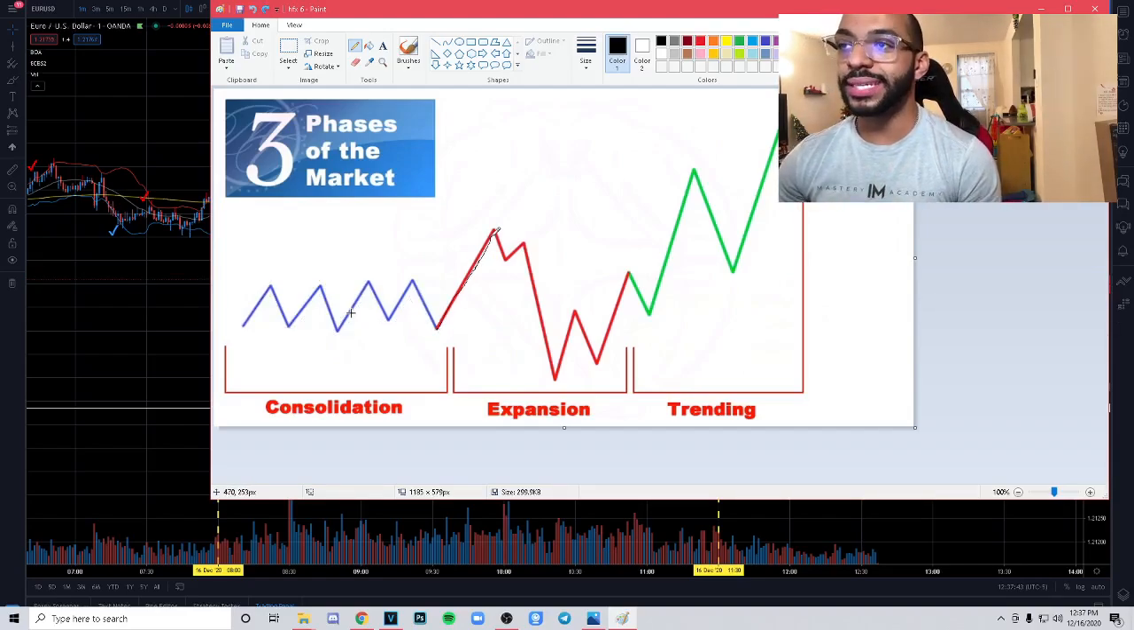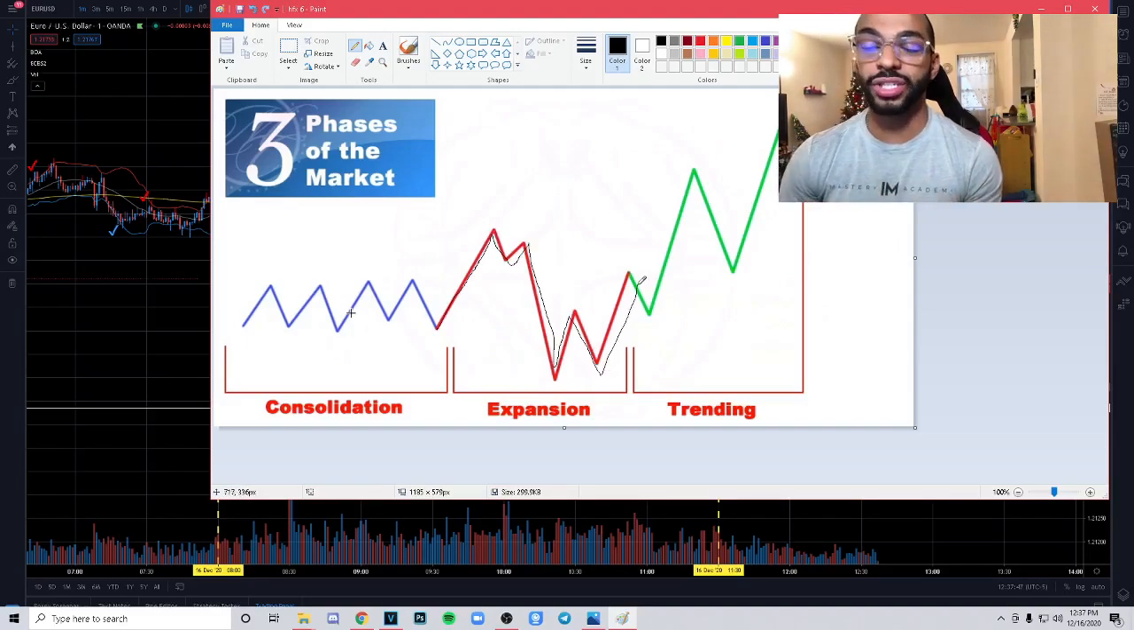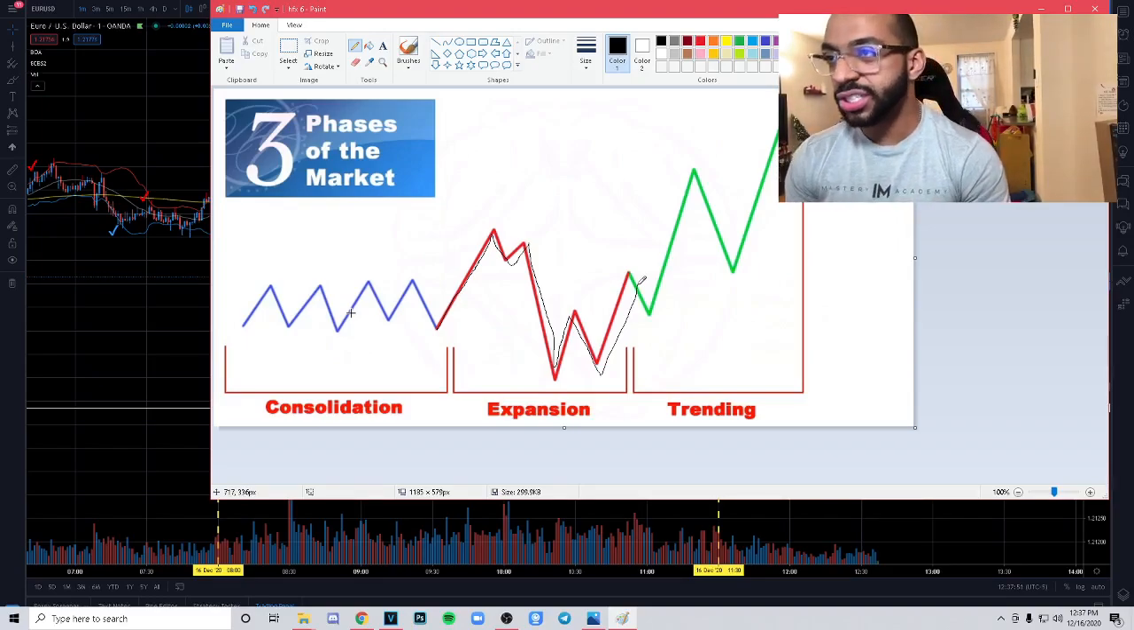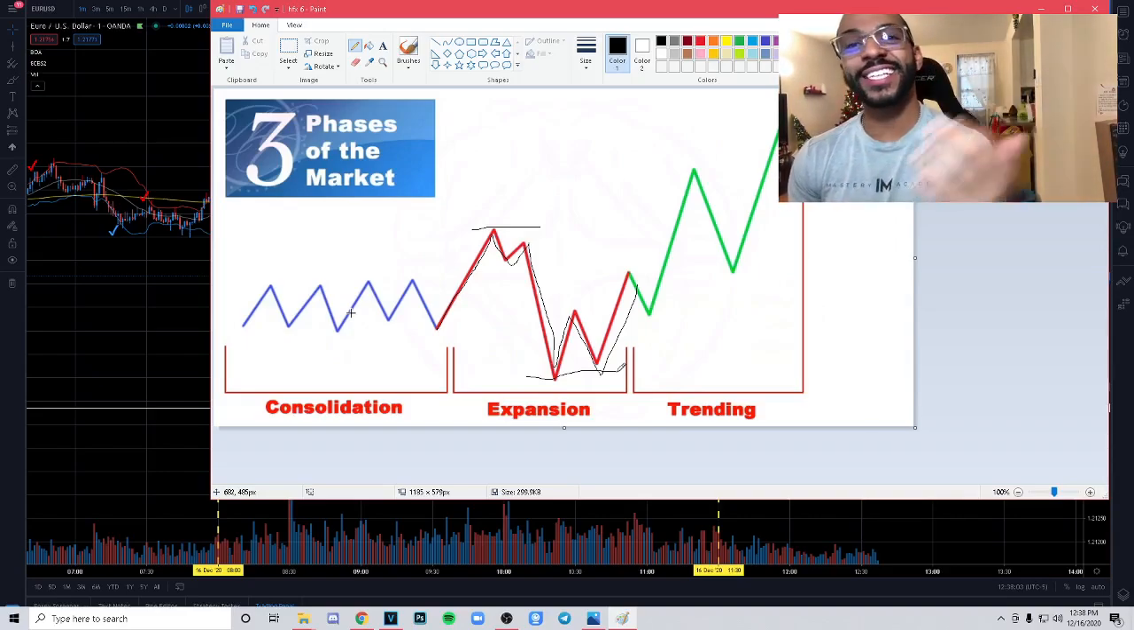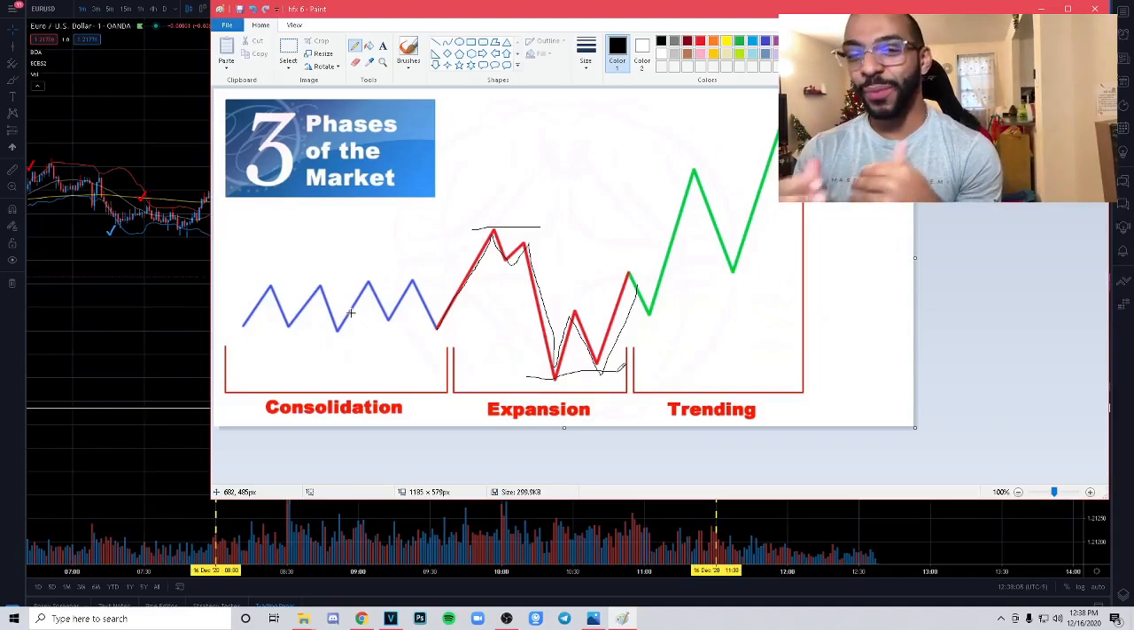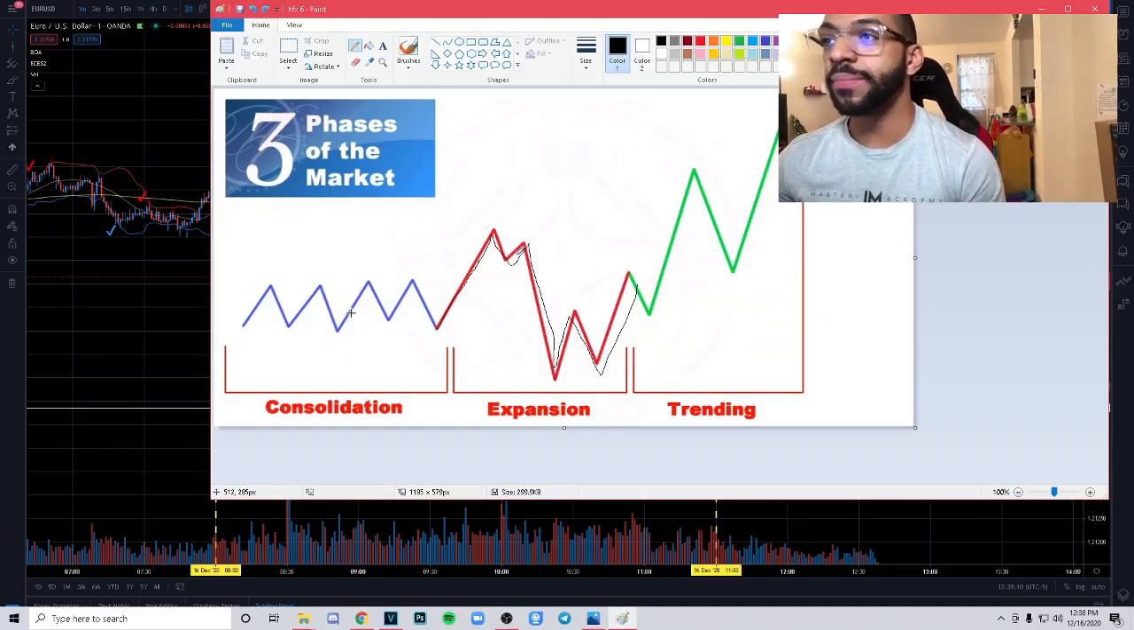Phase number 2 is expansion. I don't know any traders that actually trade expansion. I just don't understand what would be the point of it, because there's no real prediction. What expansion is, is pretty much you have a lot of buy orders and sell orders being placed at the top and the bottom of the market, and the market is just trying to get people into their entries, spike them out, hit stop loss, and so on and so forth, right? It's the way of tricking people out of their trades. So you got consolidation, you got expansion, and then lastly is the trend.